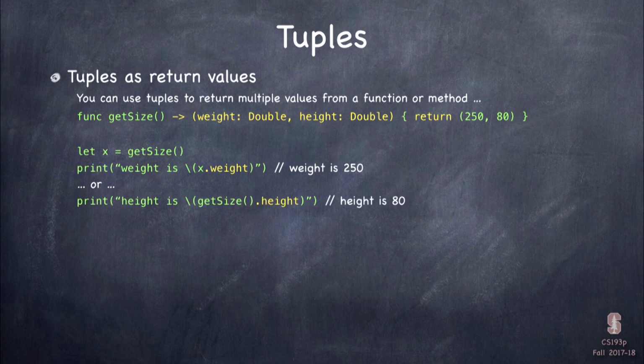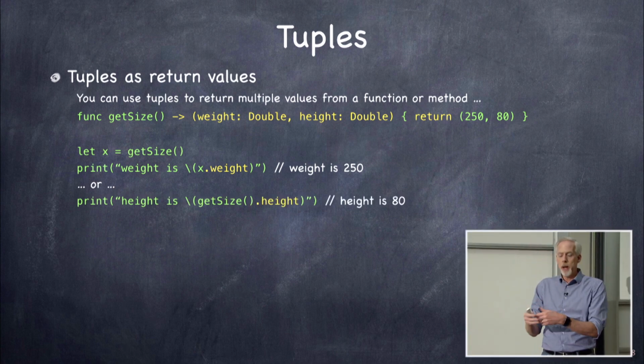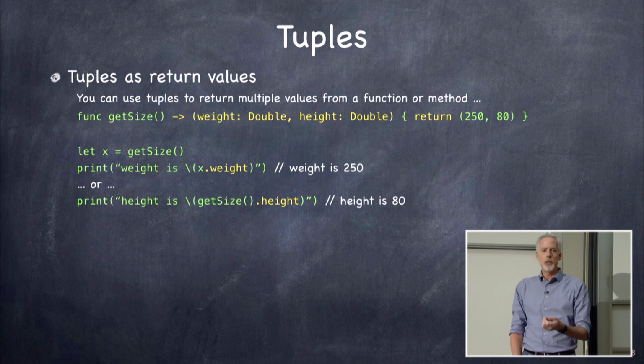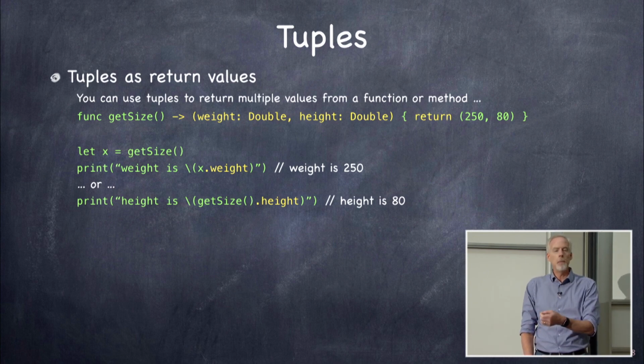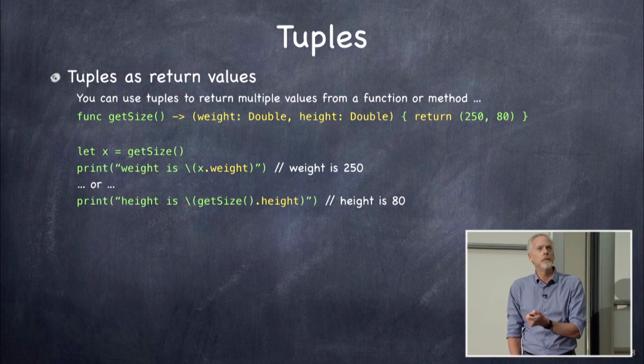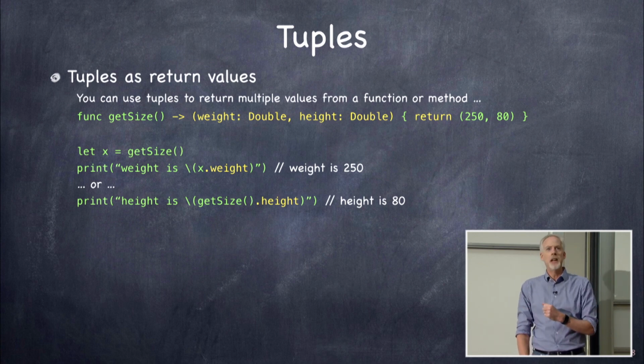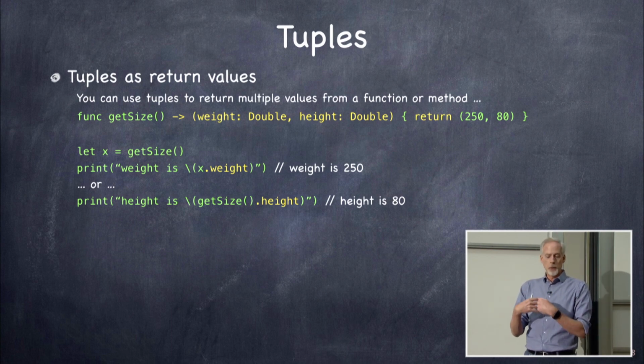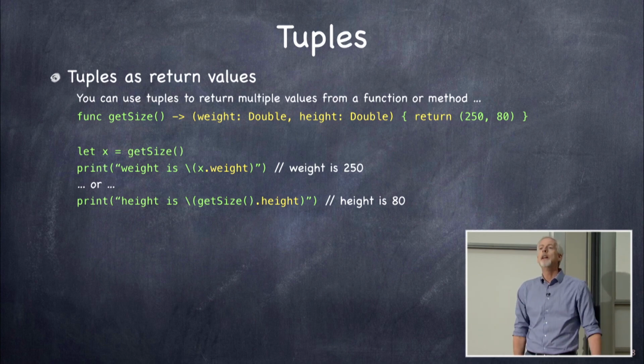Well, it's good anytime you want to group some stuff together that's really lightweight, doesn't have any methods or anything associated with it. It's also very good for returning multiple values from a function. A function in Swift can only return a single thing, but that thing could be a tuple. And now you can return as many things as you want. So if I had a function getSize that gets a person's size, their height and their weight, I could return a tuple with weight and height. And when I got it back, I could just use x.weight, or even getSize.weight or getSize.height, to access it directly. So that's what a tuple is.